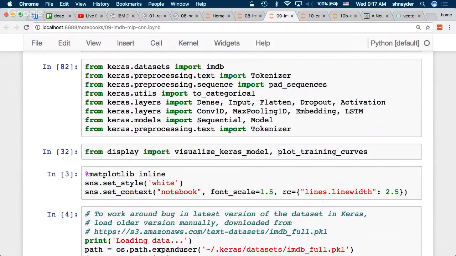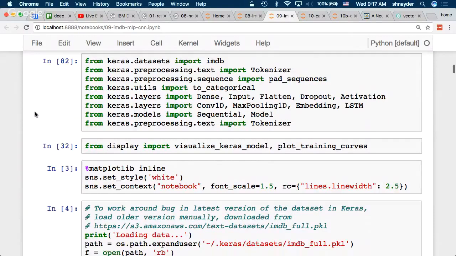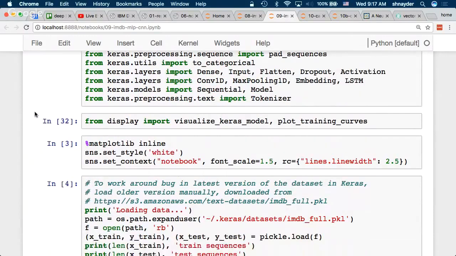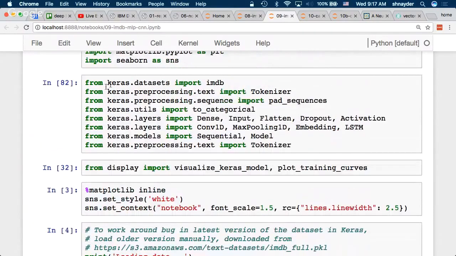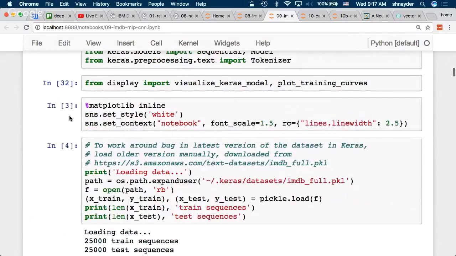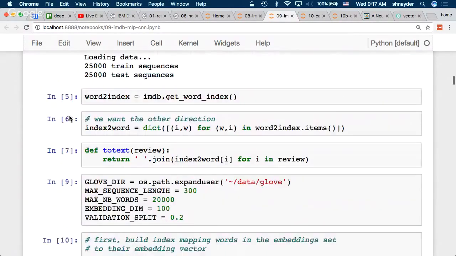Right, so 1D convolutions, embeddings. You can ignore this LSTM thing for now. We're not going to use it just yet. Right, I have tokenizer twice. Whatever. Okay, this is all familiar. We load the data just like we did the other day.